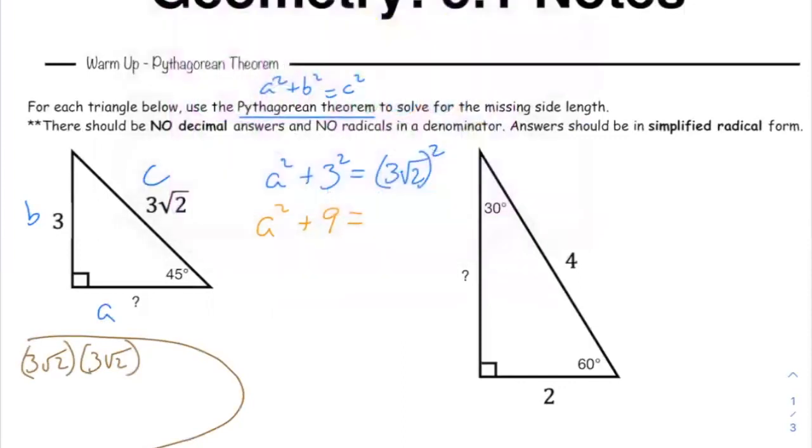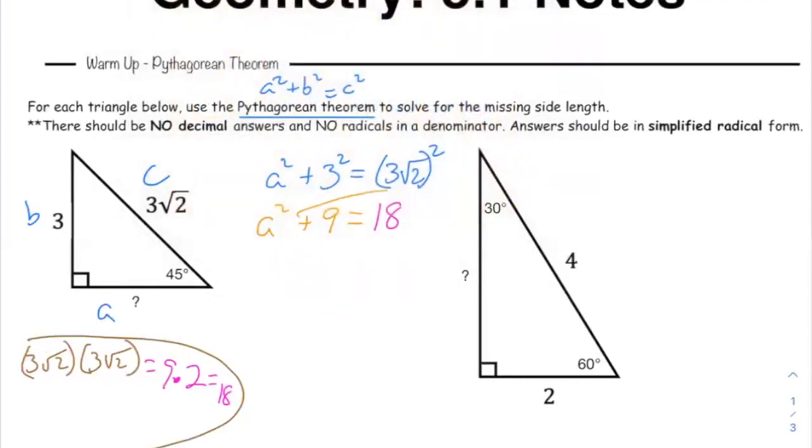I can multiply the 3 times the 3, which is 9. And then these are all multiplied, so 9 times root 2 times root 2. Well, root 2 times root 2 is root 4, which is just 2, as you know. So it's 9 times 2, which is 18. So that's what 3 root 2 squared is. It's 18. Great.